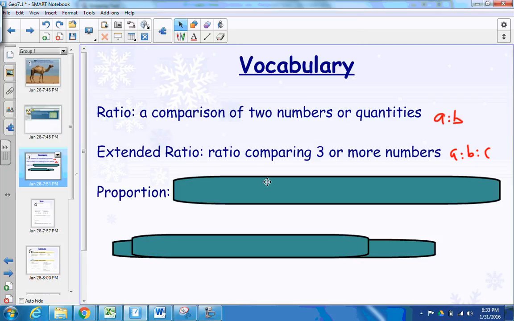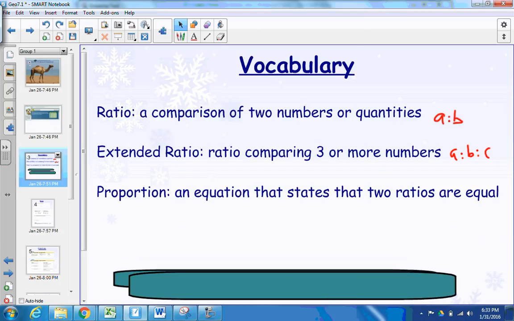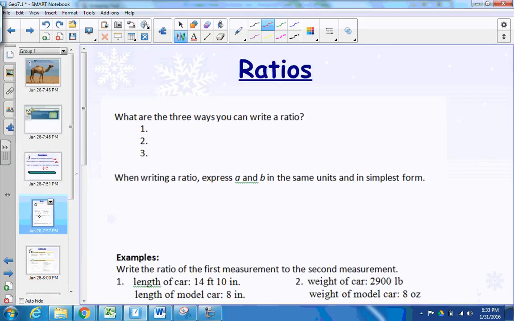And finally, a proportion is an equation that states that two ratios are equal. So we'll do many proportions where you often have to solve for a missing piece. If you're saying 1 over 2 is equal to 3 over x, we can solve that for x, and we know x would be 6 in that case. So let's start off with ratios.